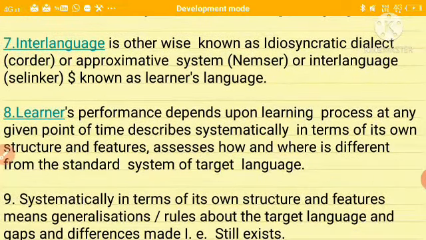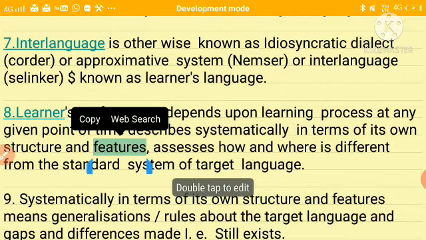Then come to point number 8. Learner's performance depends upon the learning process at any given point of time, described systematically in terms of its own structure and features. So how to assess learner performance? In interlanguage acquisition, learner performance depends upon the learning process at any given point of time, described systematically in terms of its own structure and features.